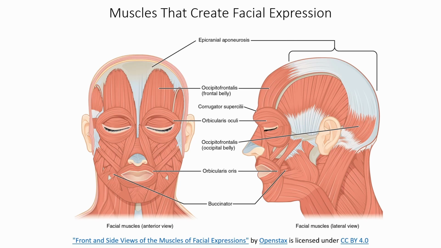So let's start with the muscles that help you create your facial expressions. So these are ones that are involved with you being able to smile, frown, and make all sorts of facial expressions with your face. So let's talk about some of these. Now keep in mind from the last video we talked about how muscles are named, so there's information hiding in these, and we're going to talk about some of that as we go through these.